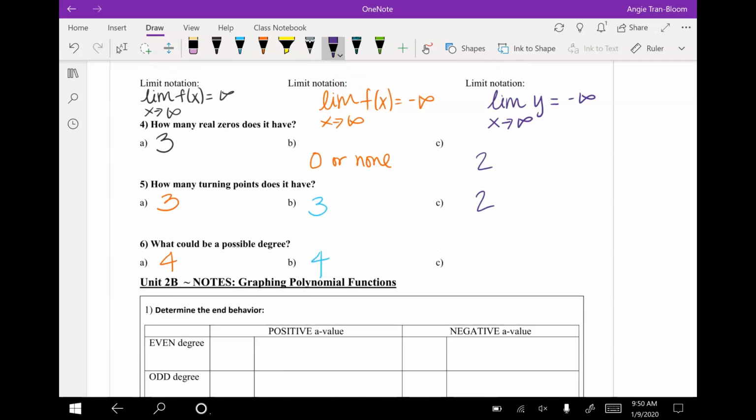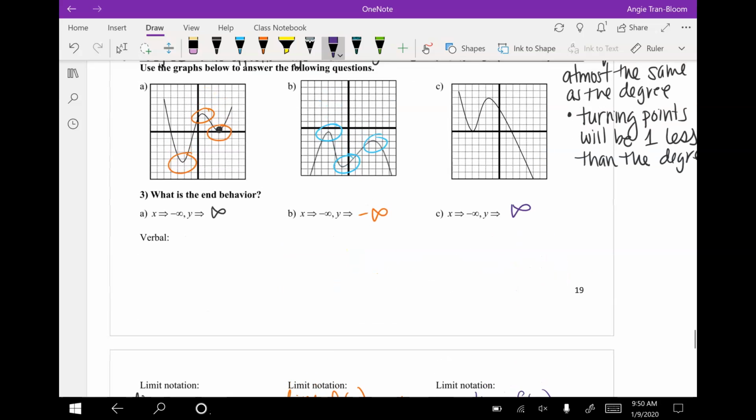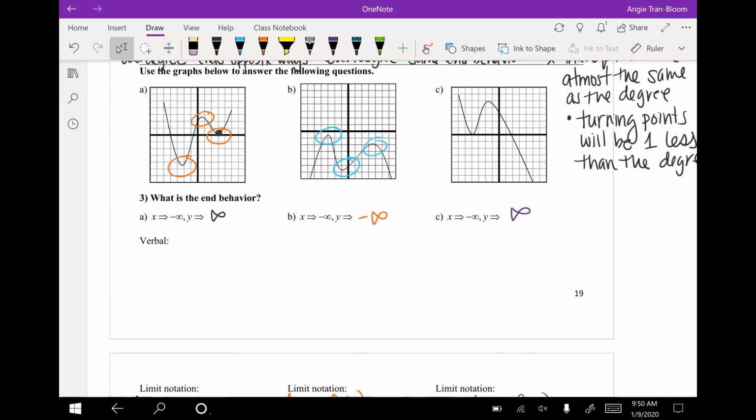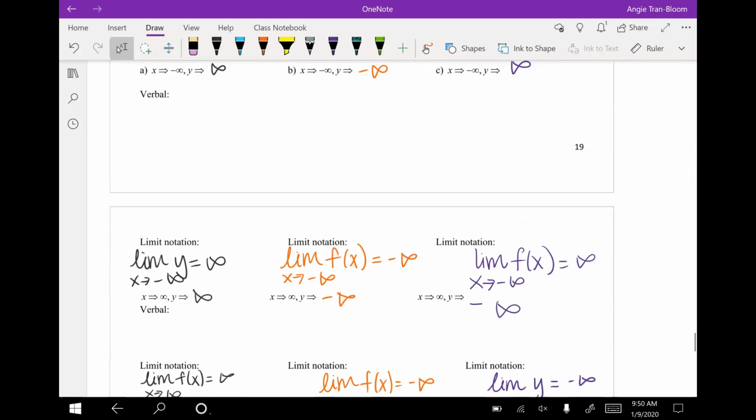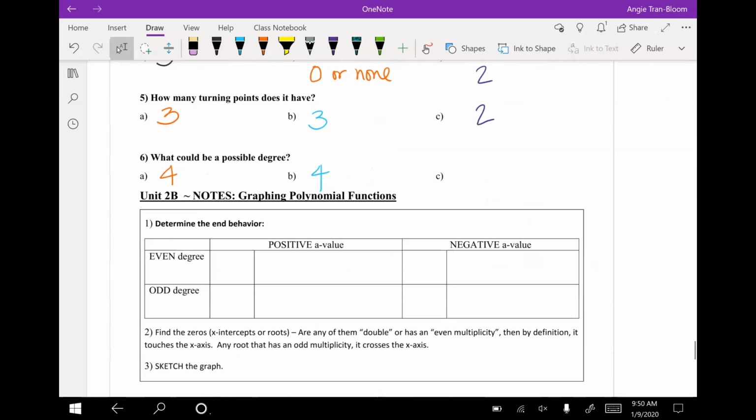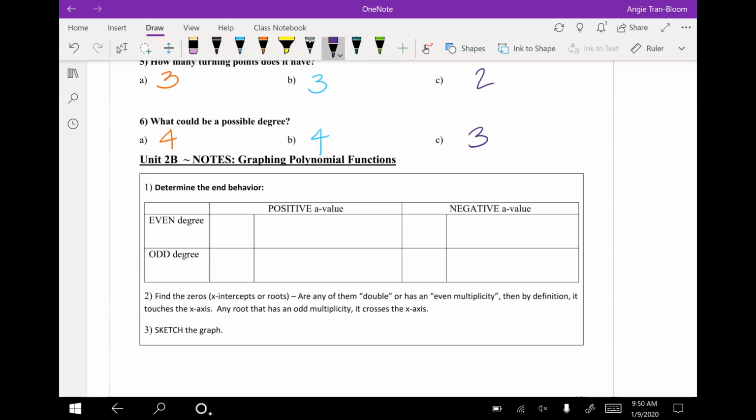Now, look at the end behavior. Are they going the same way or opposite ways? Odd or even degree? Odd. So what is a possible degree for the third graph, Grace? Beautiful. So that's an introduction to your polynomials.